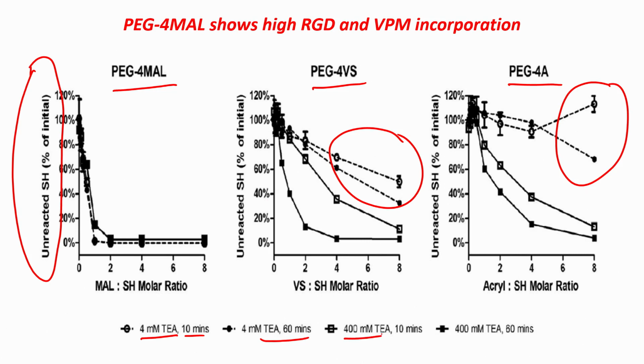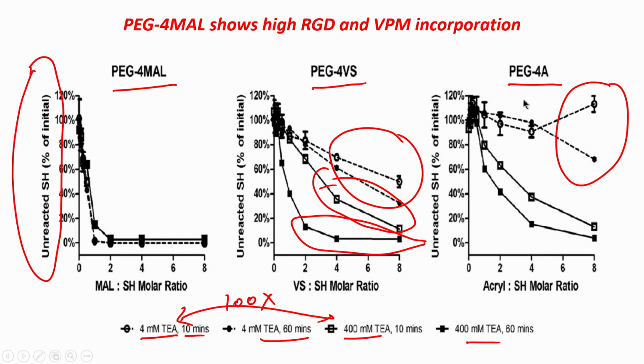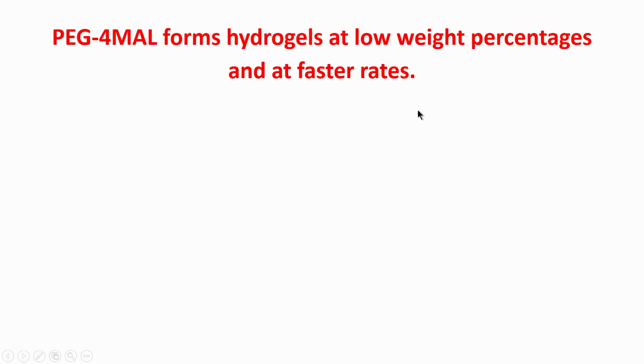If now you increase the TEA concentration, which is again a catalyst here, you get to 100 times. So, I mean this is essentially we are talking about 100 times increasing the catalyst concentration. Even then you are seeing not a very good incorporation. Only after quite a bit of time you start seeing almost 100% reaction, and the same thing applies with the PEG 4 acrylate. So, clearly shows that this reaction chemistry is much more efficient to continue with this particular system.